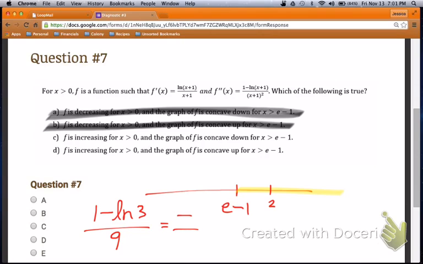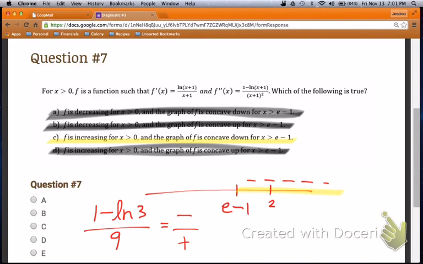So we have a negative on the top and a positive on the bottom, which means all these values over here are negative. Which means that to the right of e minus 1, when x is greater than e minus 1, all those values are actually concave down since it's negative. Which means that it can't be D either. So the only one left to choose would be C. It has to be increasing when it's greater than 0 and concave down when it's greater than e minus 1.